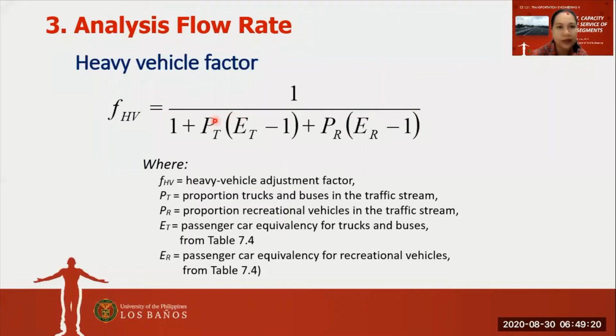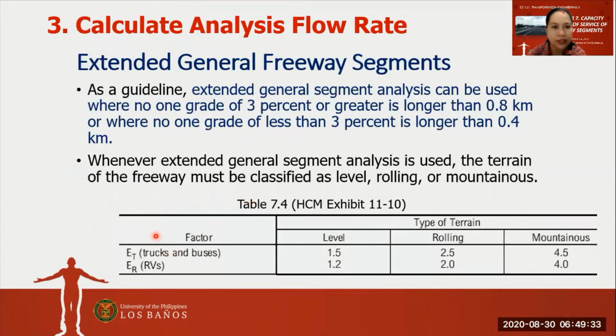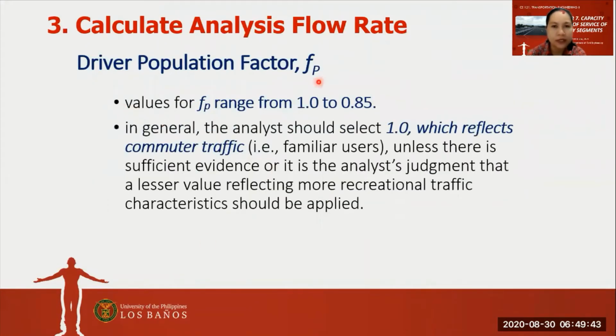For the heavy vehicle factor, we also use the same formula as that of the freeways. And for ET and ER, we use the same table 7.4 in determining this one. So this is table 7.4, which we also used in calculating the LOS of a freeway. The driver population factor is also the same. We have a range from 1 to 0.85. So we use 1 when we have commuter traffic or familiar users.